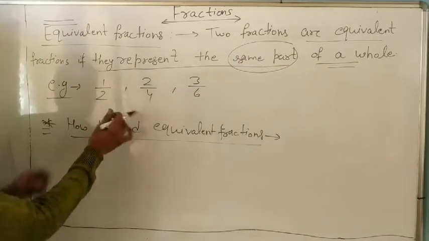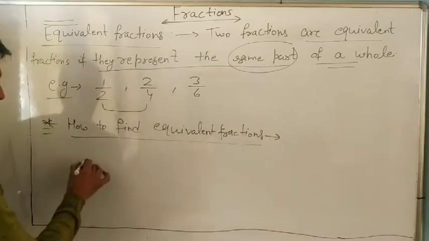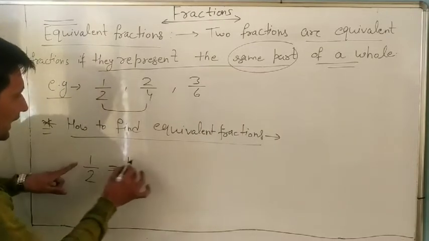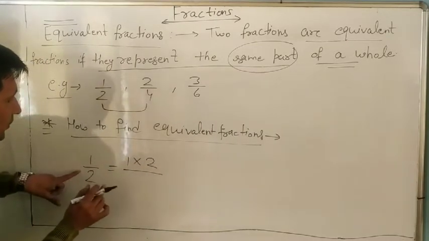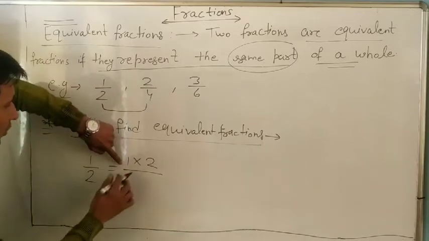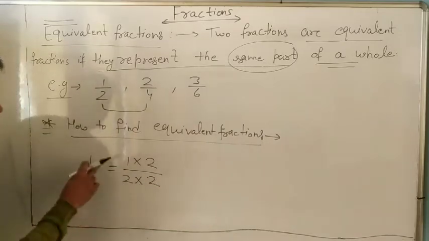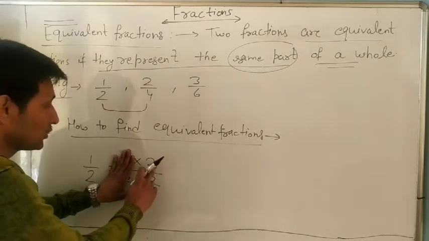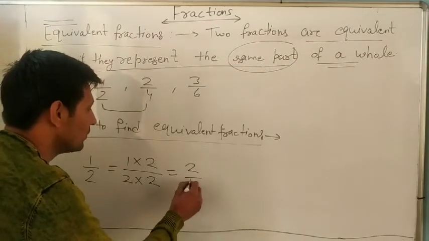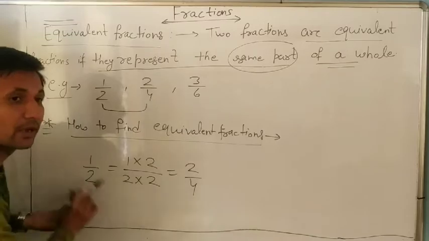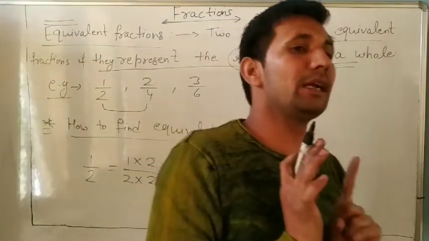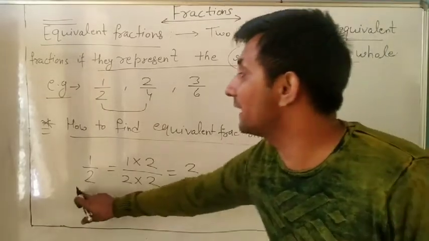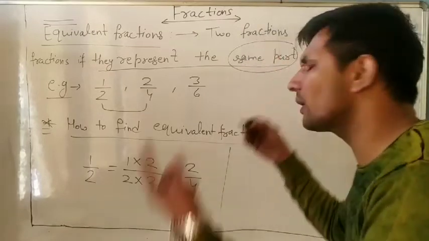Suppose we are taking these two, 1 upon 2. If I multiply the numerator by 2 and the denominator also by 2, both numerator and denominator multiplied by the same number, 2, what do we get? 2 upon 4. So both are equivalent fractions. If we multiply the numerator and denominator by the same number, we will get an equivalent fraction. You can take any number.